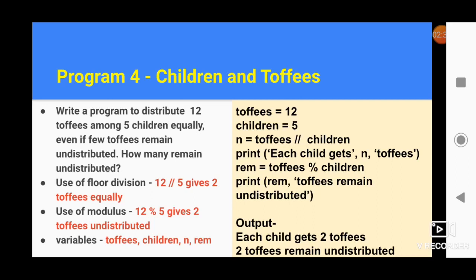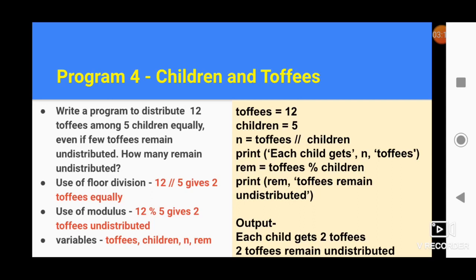So in the next line what we do is show this number to the user. We use the print statement and pass two string literals along with the variable n. The first string literal is 'each child gets'. Note that it is enclosed inside single quotes, because when we write a string literal we know that we have to enclose it in single quotes.